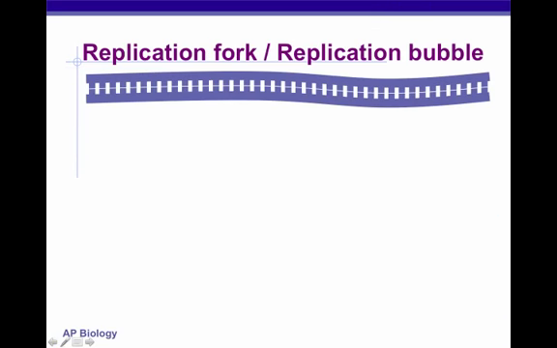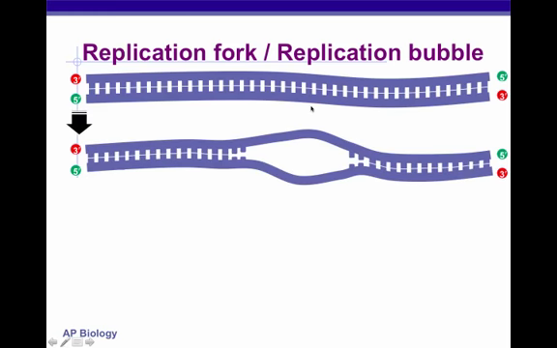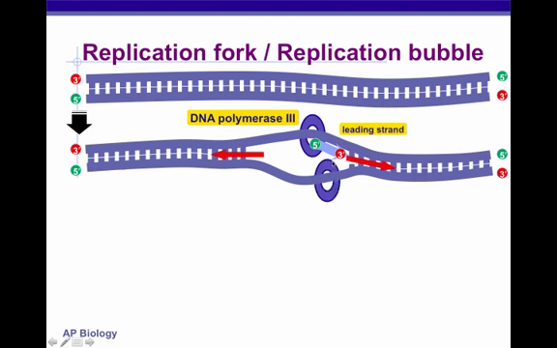So let's go ahead and look at the replication fork and the replication bubble. 5 prime to 3 prime for the top strand, and then the bottom 5 prime to 3 prime as well. So as we start to open it here, we're going to have directions of replication that are opposite of each other. So one side will be the leading, the other side will be the lagging. Let's go ahead and look at this. DNA polymerase 3 will go in that direction, 5 prime to 3 prime. Okay, that will be the leading strand. Down beneath that, you're going to go 5 prime to 3 prime in the other direction, and that will be Okazaki fragments that create the lagging strand.